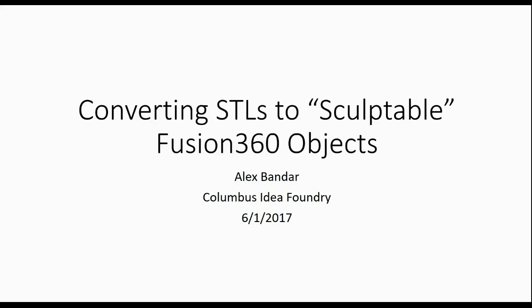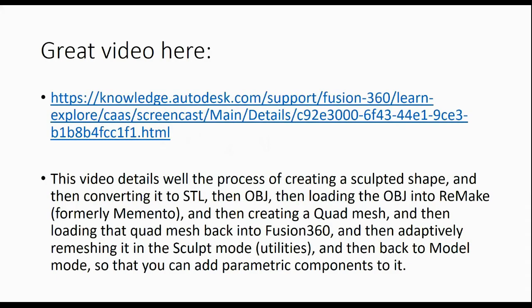However, although there are some great videos about how to create an object in Fusion 360 and then convert it into a file that you can sculpt, there aren't a lot of ways that I've found on the web that teach you how to take an existing STL, import it into Fusion 360, and then modify it so that you can sculpt it and then export it again as an STL for 3D printing or laser cutting or machining. So this is my tool chain.